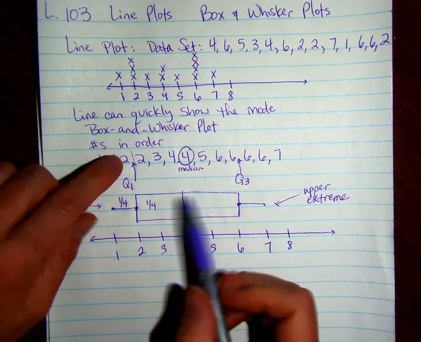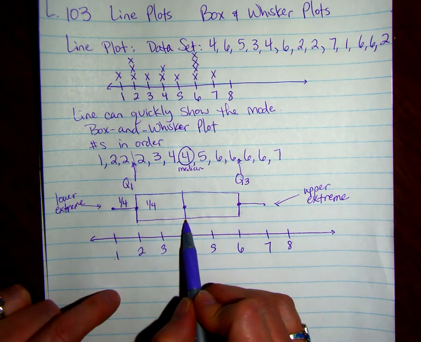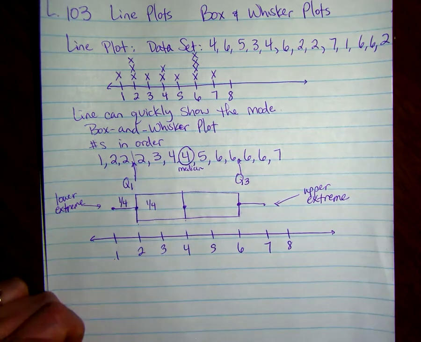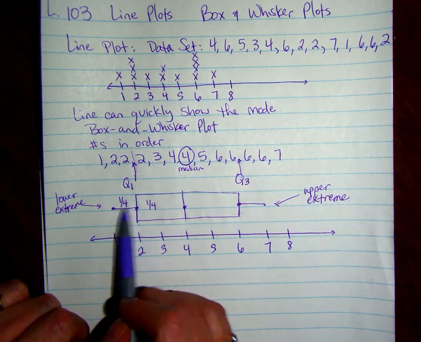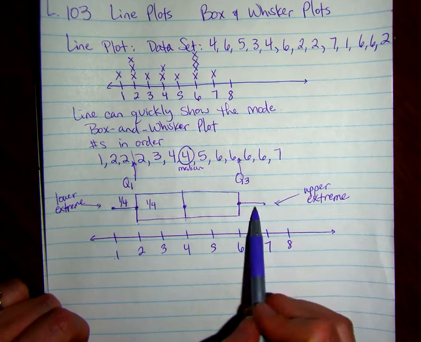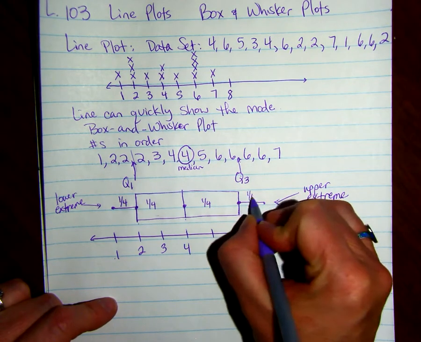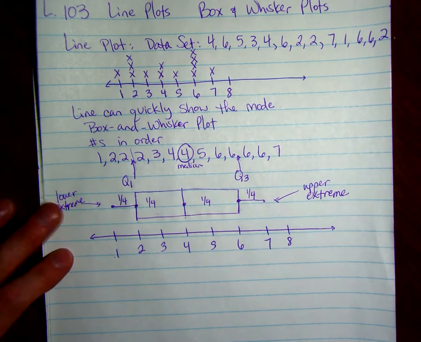1/4 of them fall between quartile 1 and the median. So notice we have a 2, 3, 4. There's 3 numbers. So we have 3 numbers here, 3 numbers here, 3 numbers here, 3 numbers here. So each of these is 1/4, and that's why we call them quartiles.